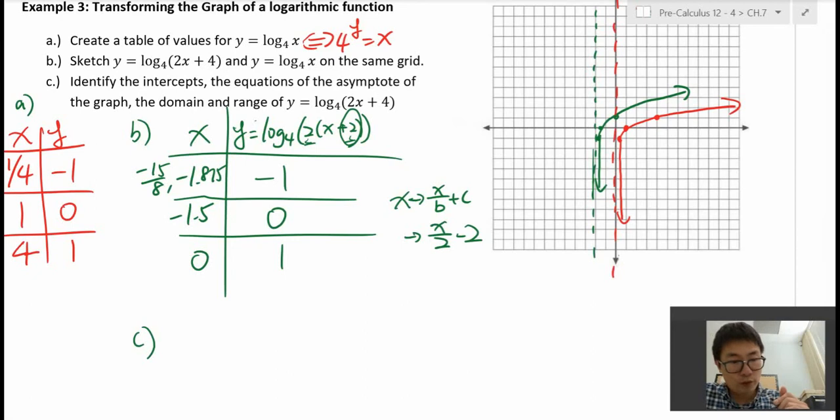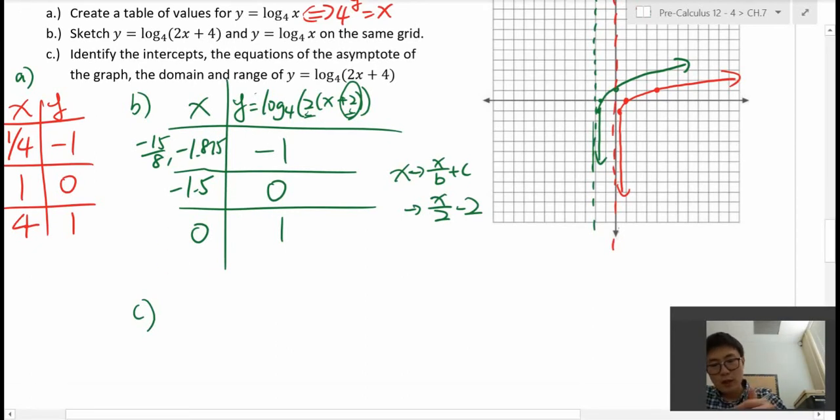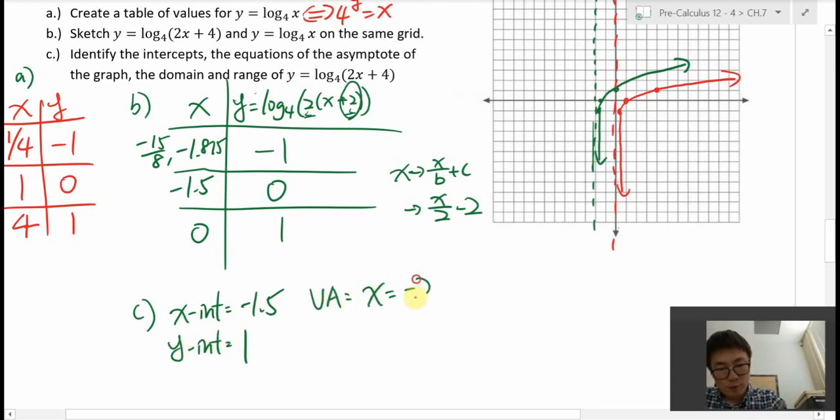We actually have 2 intercepts. We have both X and Y intercept, and you can actually see from the table right here. So we have the X intercept, which is negative 1.5. Y intercept is 1. We have vertical asymptote, it's now shifted to the left by 2 units, so then x equals negative 2. Domain is now greater than negative 2, and range will be all real numbers, okay?